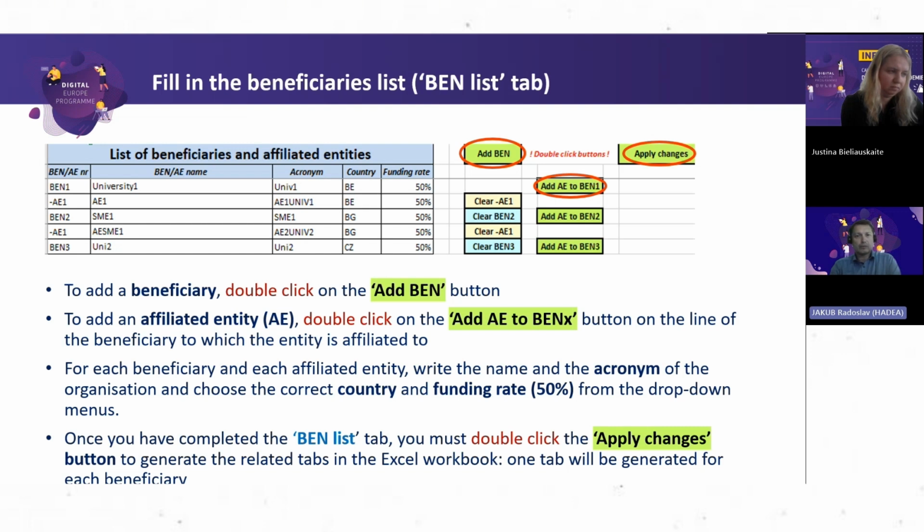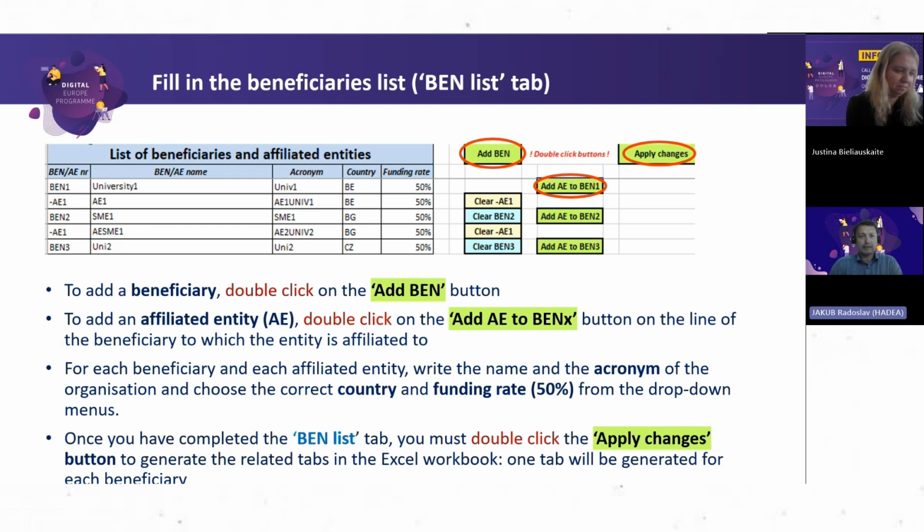Funding rate is 50% for all. You have to choose the right country, and please keep the acronyms and names of the beneficiaries the same as they are in part A of the proposal. This I will stress once more again later on.